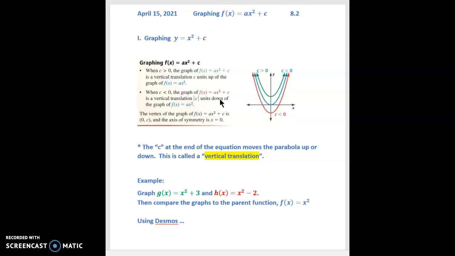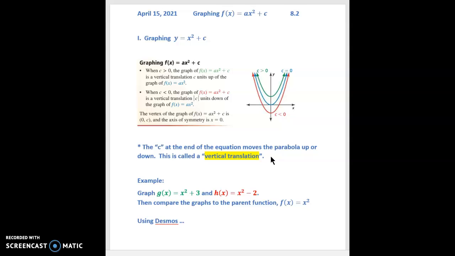Now the axis of symmetry would stay the same because you're not moving it left or right, but the vertex will be changed from the parent because you are moving it up or down. For example, on this red one here, the vertex would be at (0, c), which would be a negative number. And on the green one, it would also be (0, c), but in that case, c is a positive number. So summing that up, the c at the end of the equation moves the parabola up or down, and that is called a vertical translation.